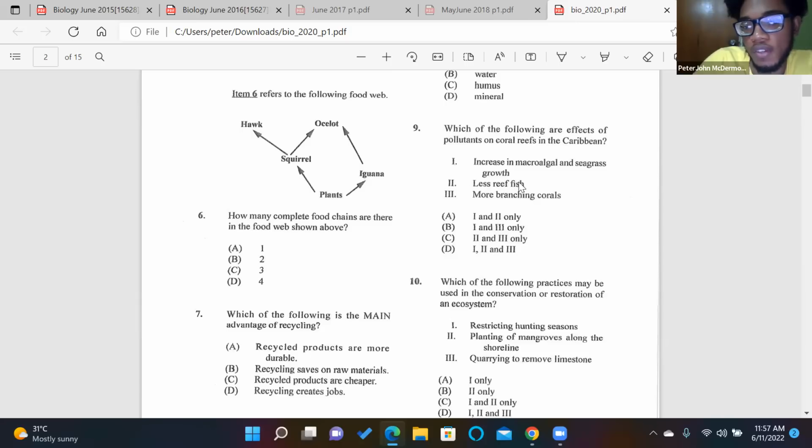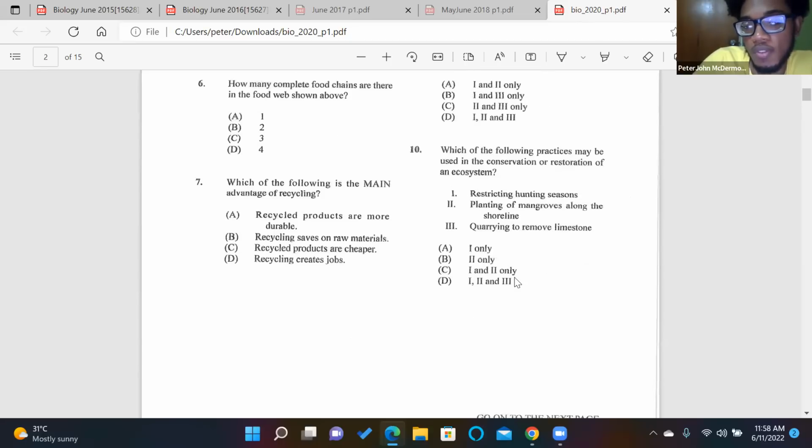Less reef fish, true or false? Well, we know that 3 can't be the answer, so anything with 3 is wrong. So we can just choose A and move on.